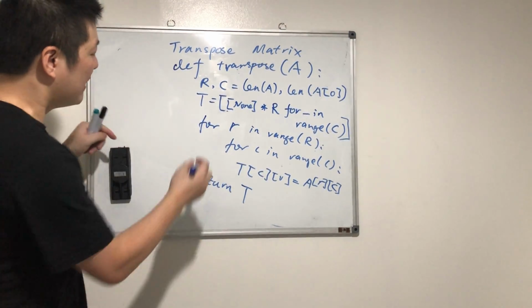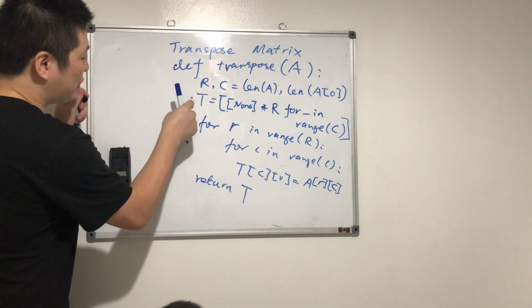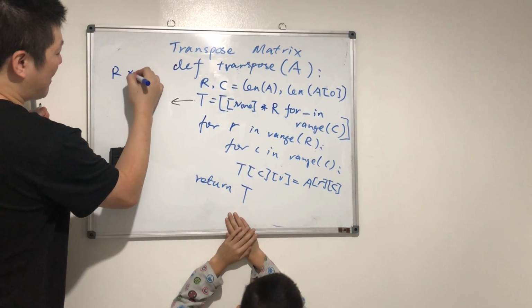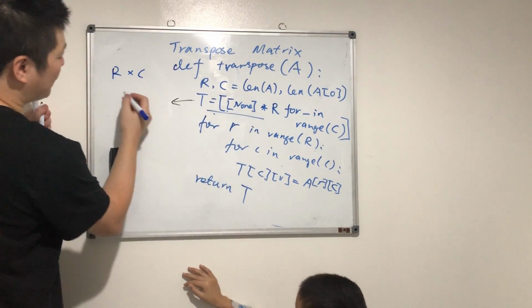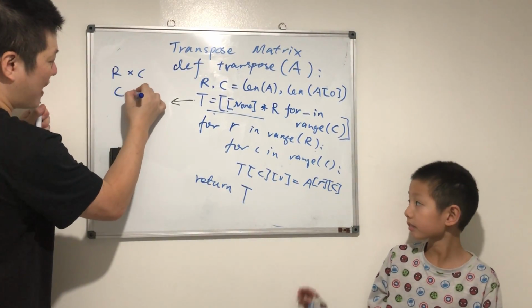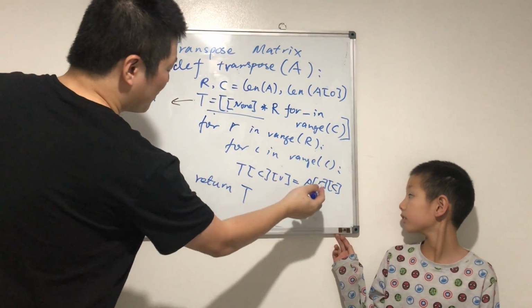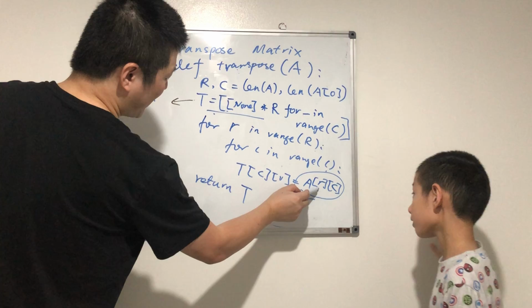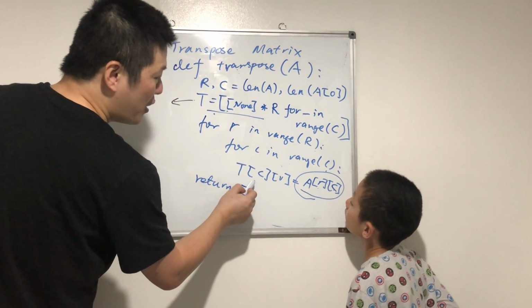So look, this is a bit tricky. This creates a matrix where the original size is R rows times C columns. Now this creates a matrix with C rows and R columns. And then we go through each row and each column in the original matrix, which is RC, but in the new matrix it should be CR.